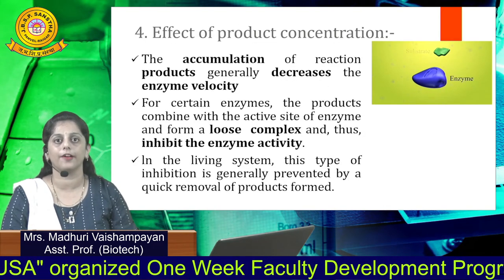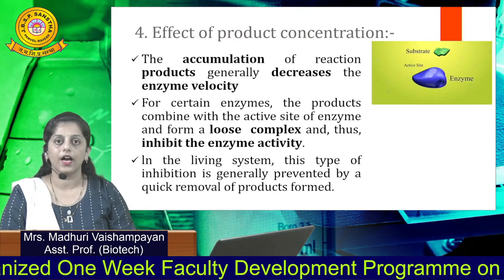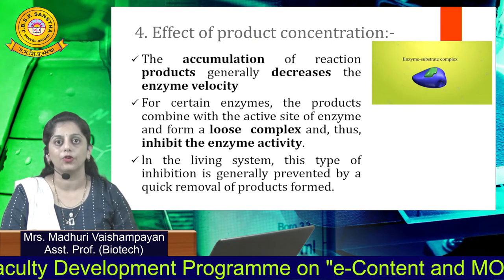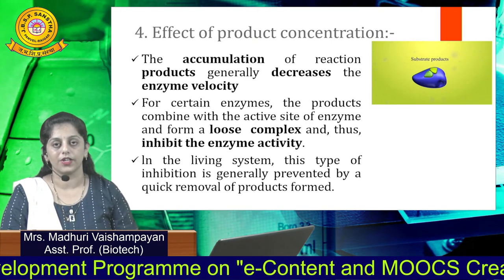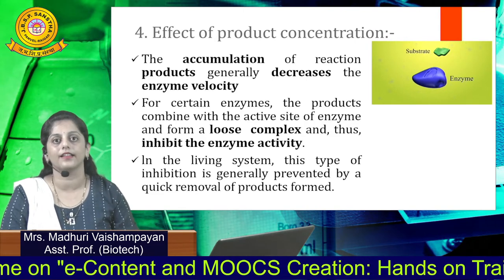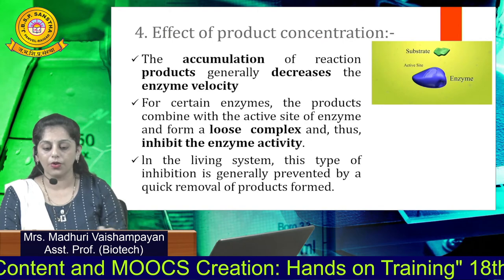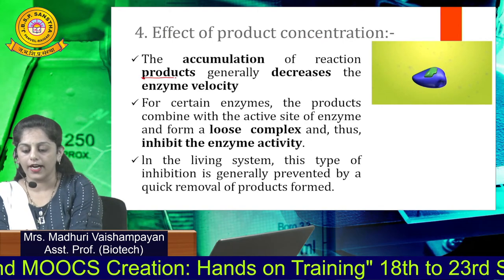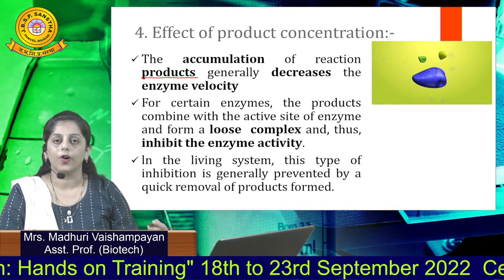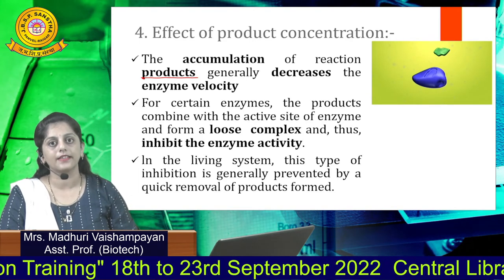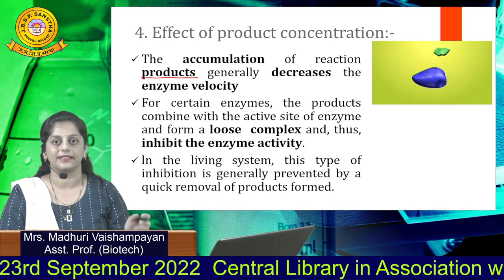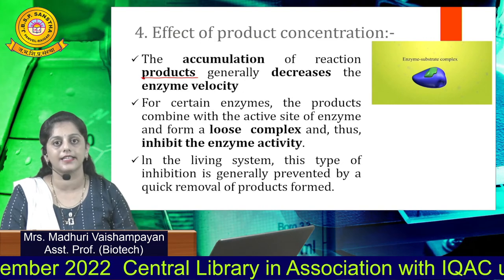The next one is the effect of product concentration. Product means what? Once your enzyme has reacted with your substrate, it gives you the product. If the product concentration increases in your sample, what will happen? That we are going to see under the effect of product concentration. The accumulation of products generally decreases the enzyme velocity. For certain enzymes, the products combine with the active site of the enzyme and form a loose complex, and hence inhibit the enzyme activity.